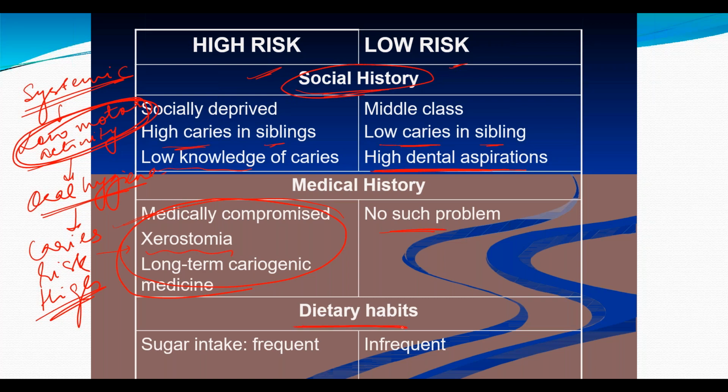Then dietary habits. What about the dietary habits? How do dietary habits influence the caries risk? Yes, please participate. How will dietary factors influence? More sticky foods and carbohydrate rich foods, yes, sugary foods will increase the caries risk. Yes, more sugary food, more sticky food will increase the caries risk.